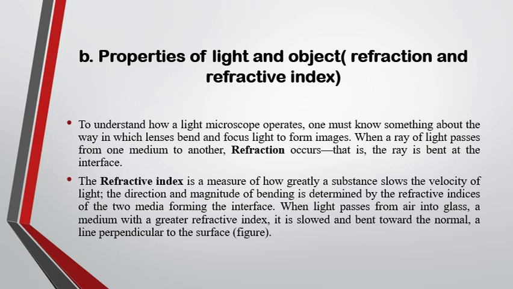After that, there is the refractive index. Refractive index is the measure of how greatly a substance slows the velocity of light. The direction and the magnitude of bending are determined by the refractive indexes of the two media forming the interface. When light passes from air into glass, a medium with greater refractive index, it is slowed and bent toward the normal, a line perpendicular to the surface, as shown in the next diagram.